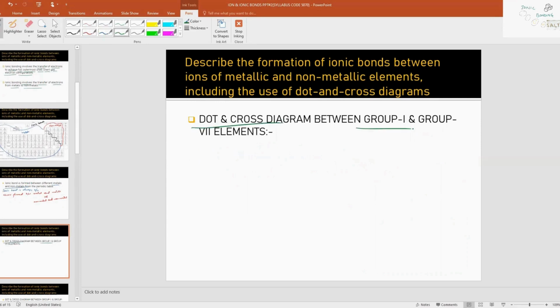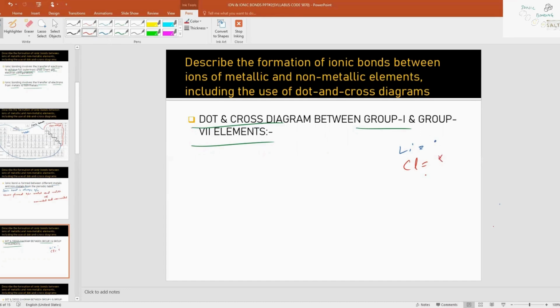between group 1 and group 7 elements. Here I am taking lithium from group 1. The symbol for lithium is Li, and chlorine from group 7. The symbol for chlorine is Cl. First we have to show the key. I am using dot for lithium and cross for chlorine.